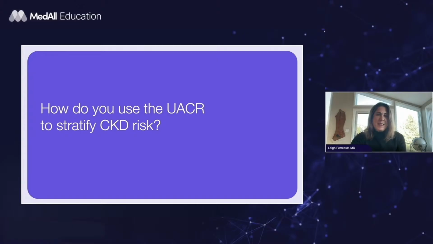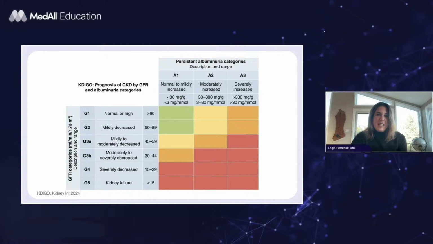Okay, so what is the UACR and how do we use it? So on this slide, you'll see the so-called heat map. It was developed by an international working group called KDIGO, which stands for Kidney Disease Improving Global Outcomes. And you'll see that they show the persistent albuminuria categories on the top and the eGFR categories on the left-hand side here. And really, each of these adds specific information that is multiplicative in terms of the patient's risk.